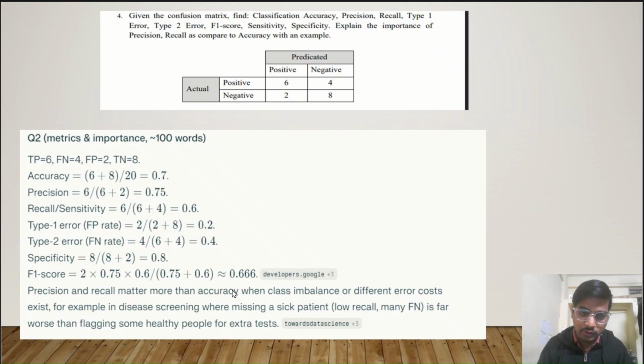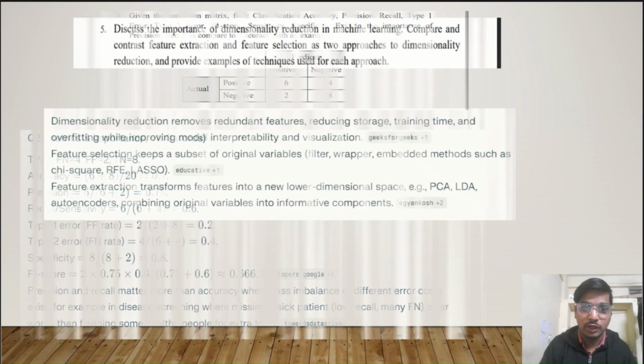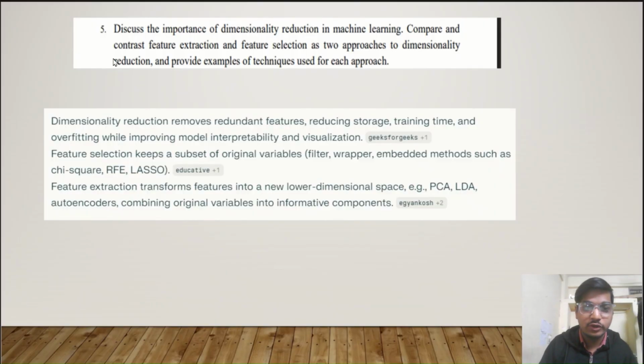Precision and recall matter more than accuracy when class imbalance or different error costs exist. For example, in disease screening, where missing a sick patient is far worse than flagging some healthy people for extra tests. So it is better to understand the importance of precision and recall as compared to accuracy. Let's move to question number 5.